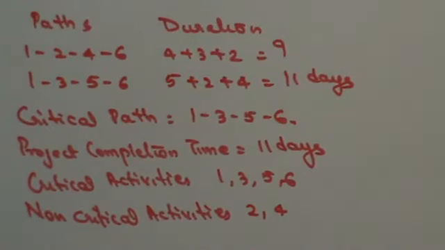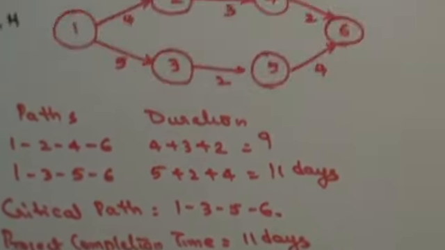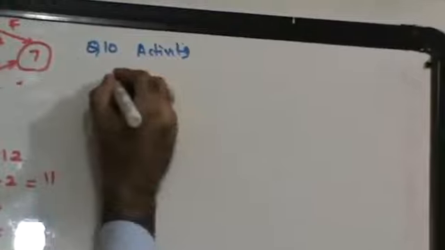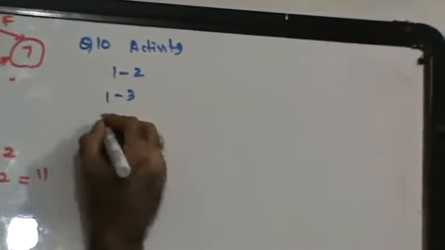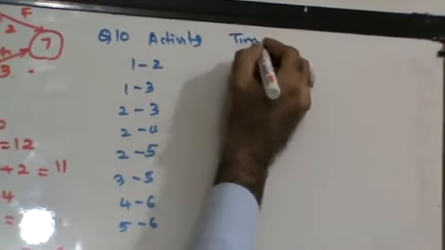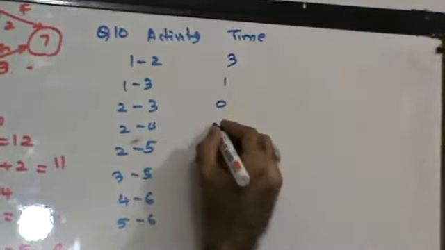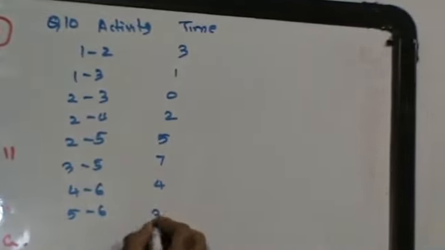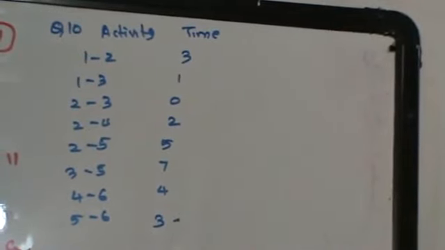Next, let's see another sum, guys. See question number 10. Activities: 1 gives to 2, 1 to 3, 2 to 3, 2 to 4, 2 to 5, 3 to 5, 4 to 6, 5 to 6. Time: 3, 1, 0, 2, 5, 7, 4, 3. Right? Let's draw the network diagram, guys.